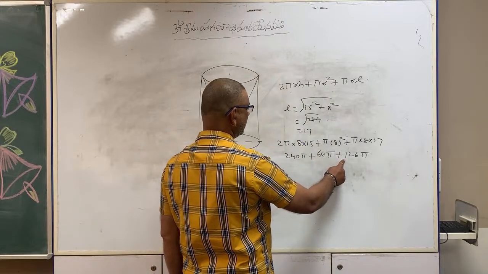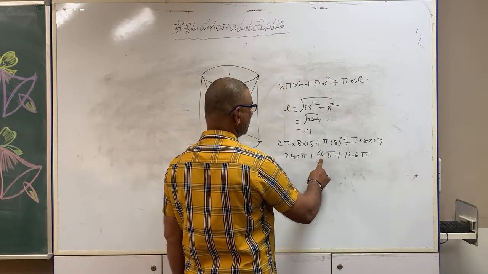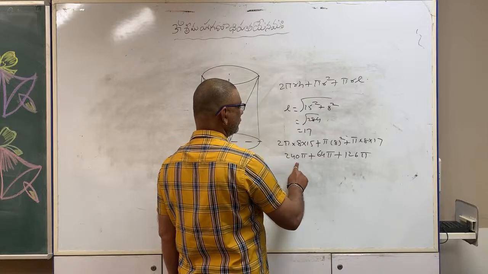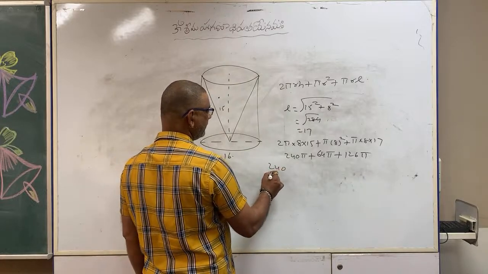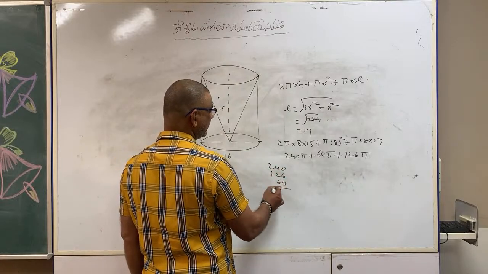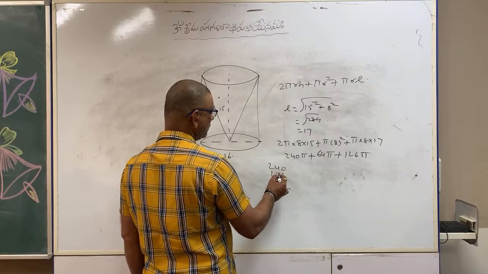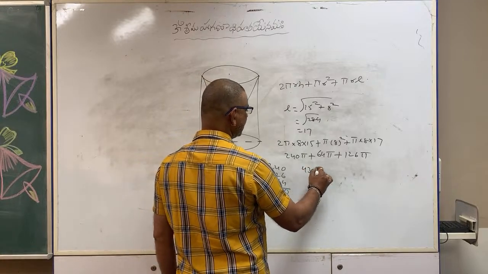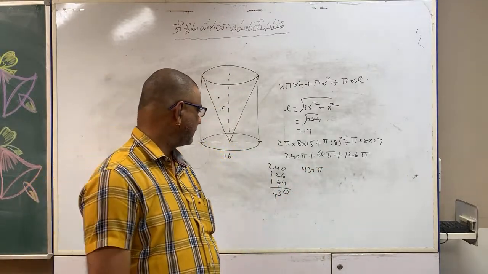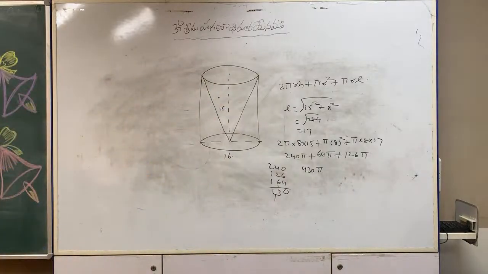200, 300, 404, 444. 240, 126, 64. I think it is 430, eh? 430 pi or 440 pi, eh? Which is right? Ishan Abram says 440 pi. Which is right, 440 pi or 430 pi?